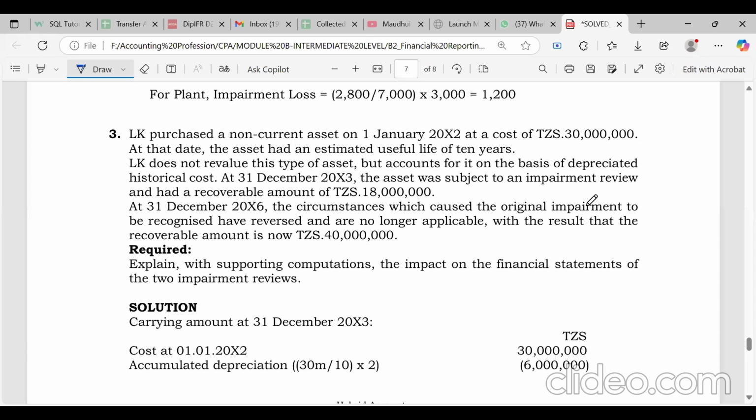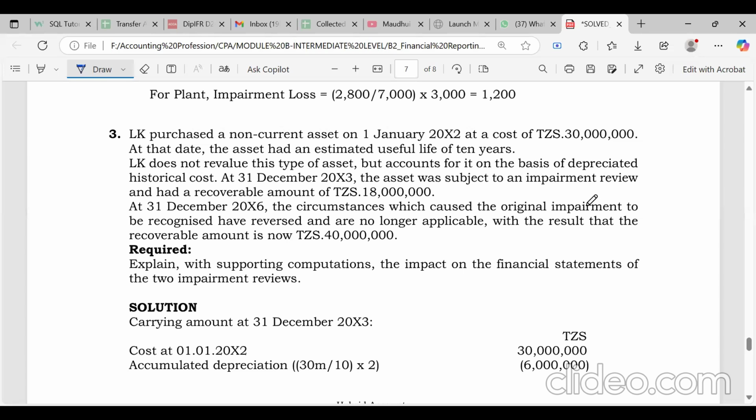The question says LK purchased a non-current asset on 1st January 2022 at a cost of 30 million. At that date, the asset had an estimated useful life of 10 years. LK does not revalue this type of asset but accounts for it on the basis of depreciated historical cost. As at 1st December 2023, the asset was subject to an impairment review and had a recoverable amount of 18 million. That was at 1st December 2023, which was 2 years later, right?